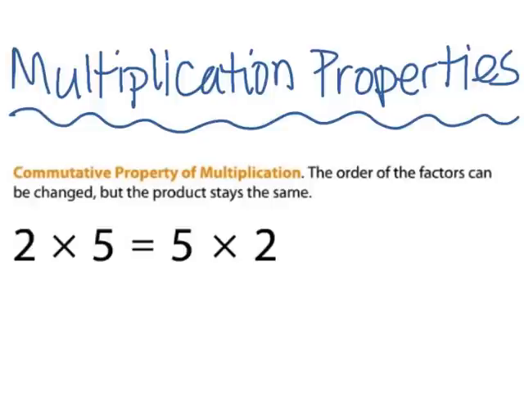Our first property is the commutative property of multiplication. And so the definition of that is the order of the factors can be changed, but the product stays the same. So you see 2 times 5, we know that equals 10. 5 times 2 also equals 10. So it does not matter what the order of the numbers is, they both equal 10.